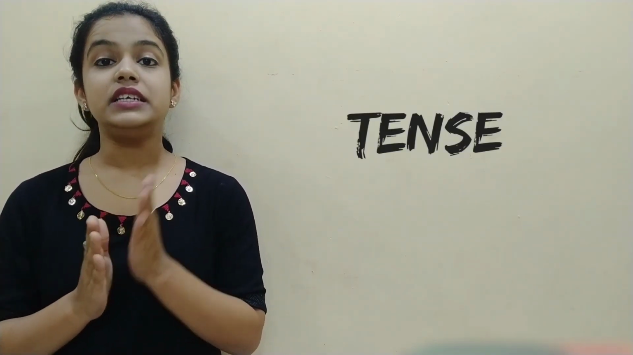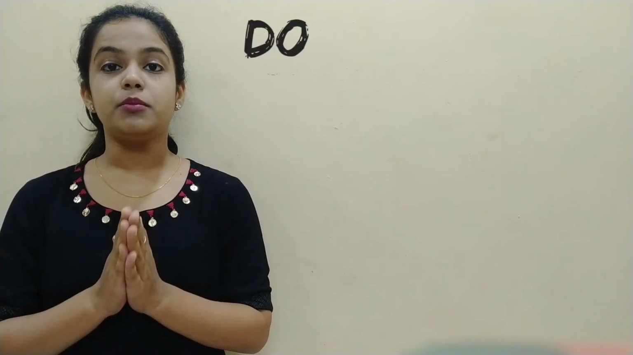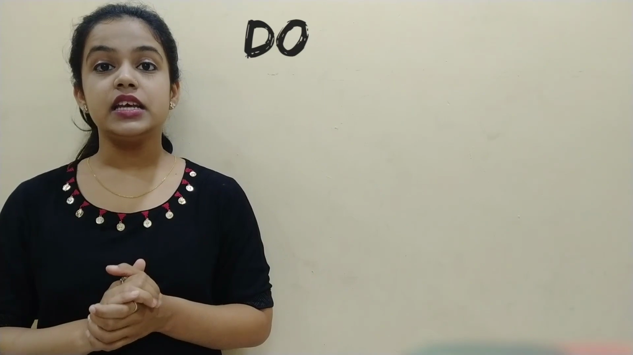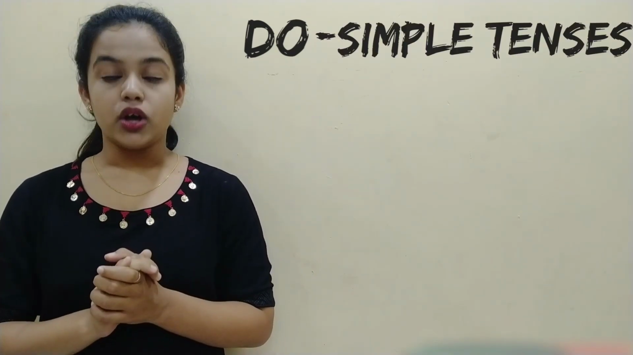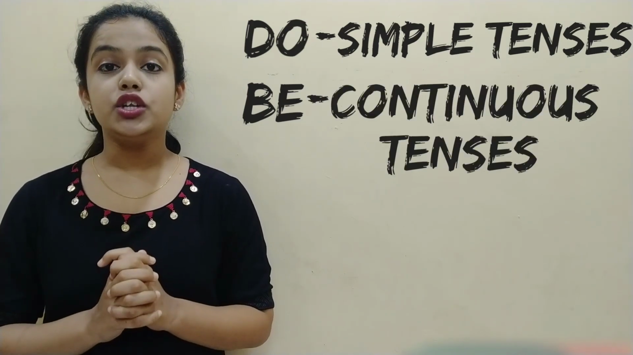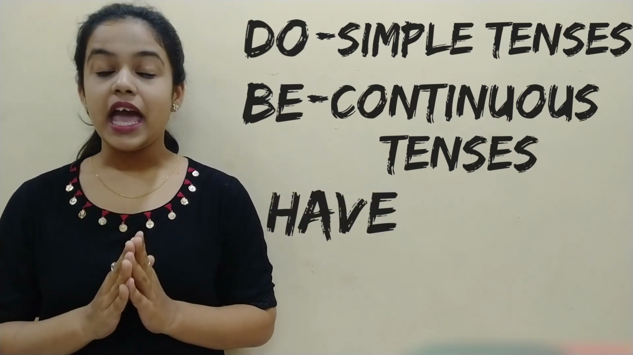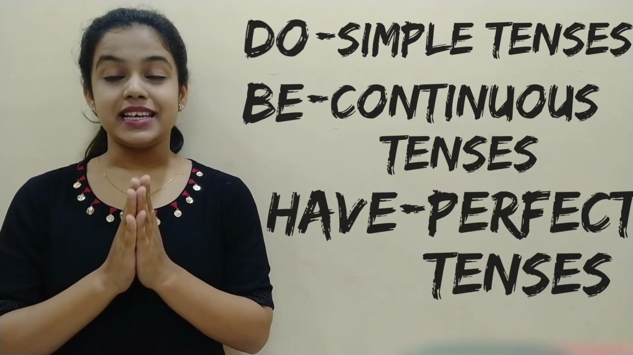Auxiliary verbs usually accompany a main verb. The main verb provides the main semantic content of the clause. The type of auxiliary verb you use depends on the tense of the sentence. For example, the auxiliary verb do exists in simple tenses, the auxiliary verb be exists in continuous tenses, and the auxiliary verb have exists in perfect tenses.